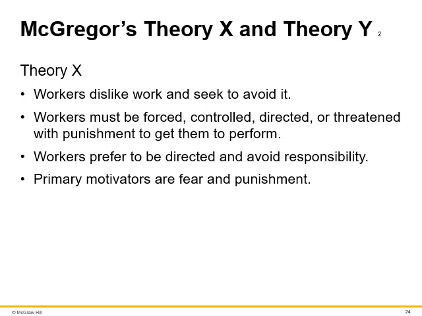In Theory X, the assumptions for management are the average person dislikes work and will avoid it if possible. Because of this dislike, workers must be forced, controlled, directed, and threatened with punishment to make them put forth the effort to achieve the organizational goals. The average worker prefers to be directed, which is to avoid responsibility, has relatively little ambition, and wants security. And then finally, primary motivators are fear and punishment.